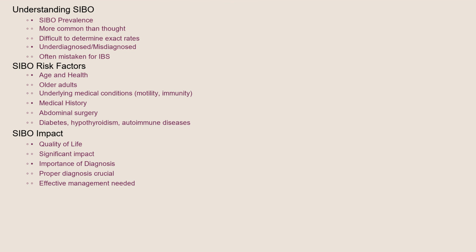SIBO is more common than you might think, though exact prevalence rates are difficult to determine. It's often underdiagnosed or misdiagnosed as other digestive disorders like irritable bowel syndrome (IBS). While SIBO can affect people of all ages and backgrounds, certain groups are at higher risk. These include older adults, individuals with underlying medical conditions that affect gut motility or immune function, and those who have undergone abdominal surgery. People with conditions like diabetes, hypothyroidism, and autoimmune diseases also appear to have a higher risk of developing SIBO.